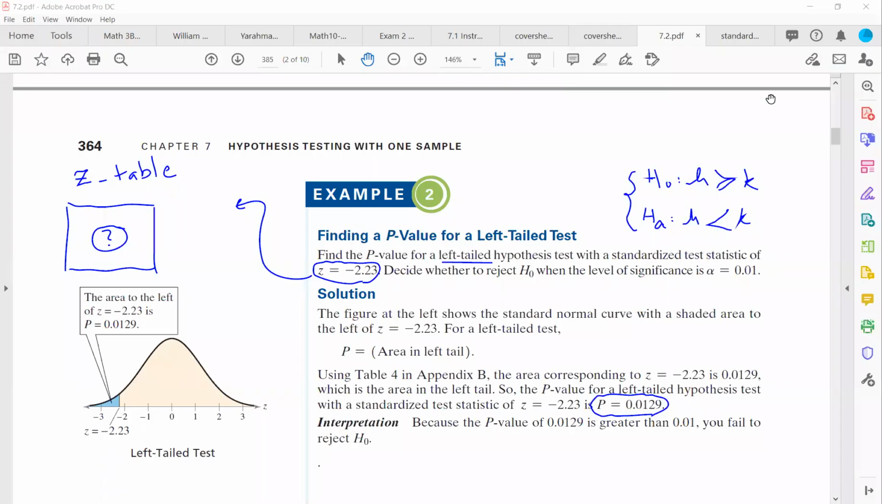Very well. After finding the p-value, we can make a decision about our hypothesis test. And the question says your alpha, or level of significance, is 1%. Exactly 1%. Since alpha, 1%, is less than your p-value, or you can say that since my p-value is greater than my alpha, then you fail to reject the null hypothesis.